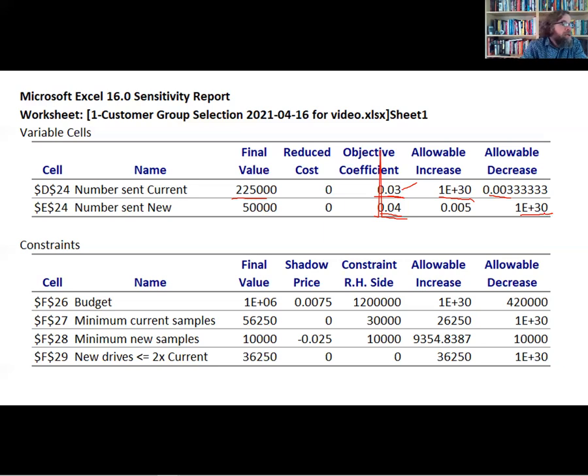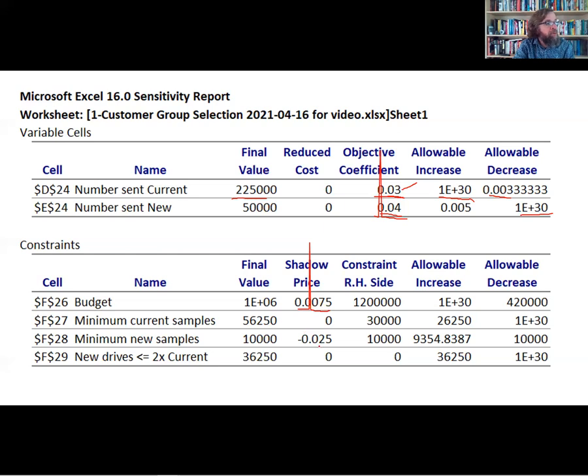Looking at the constraints, the shadow price tells us how much the objective function would go up if we had 1 more unit of budget that we could spend. The minimum number of samples that we're trying to get from the current customers, that constraint is not binding, so it's not really affecting the quality of our answer right now. So the shadow price, if we were to change that constraint, wouldn't affect anything.